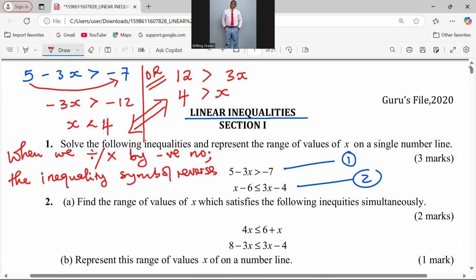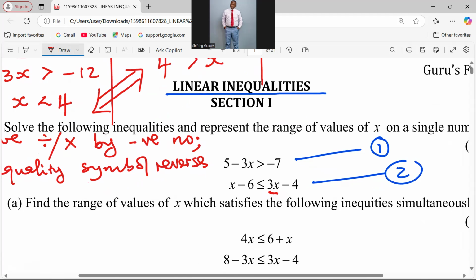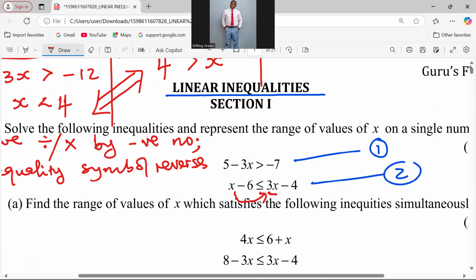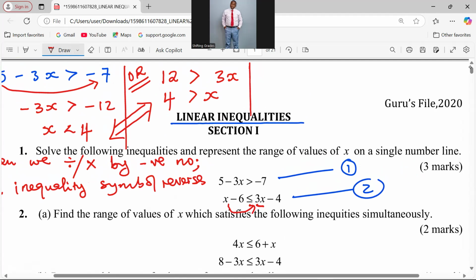All right, the second inequality, which is x minus 6 less than or equal to 3x minus 4. Now you see this one. Let me show you how we can make it even simpler. Because 3x is already on the right-hand side and we have x on the left, now we can bring it to the right, where it will be subtracted. So on the right-hand side, I'll be having 2x instead of 3x. Then here I'm having less than or equal to.